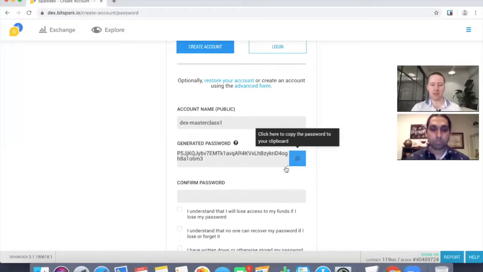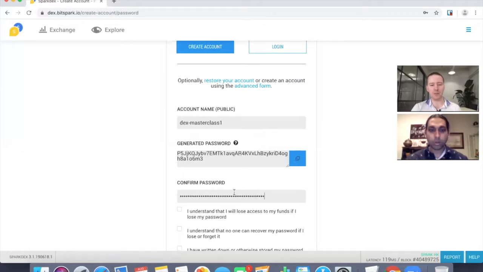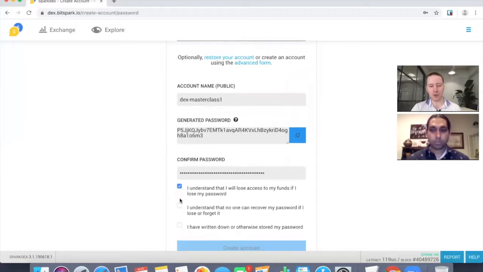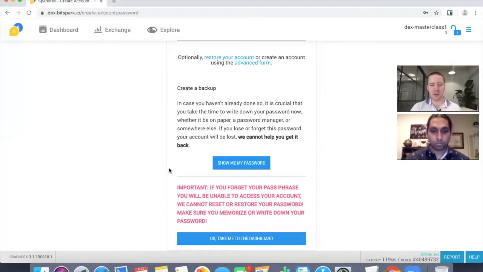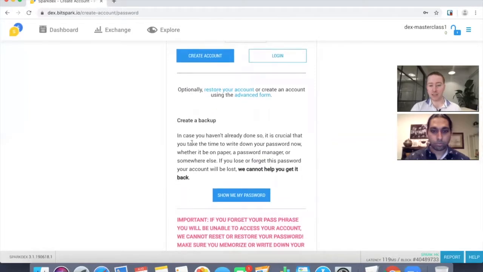We've got a password there. We will confirm the password. Also just to note here, there are some disclaimers that basically say it's your account, your keys. If you lose the keys, there's nothing we can do to help with that. So there are some acknowledgements required in order to make that account. I'll just create that account, and you'll see that it's already asked me if I want to create a backup, and you can actually see up the top right here, my new account, DEX Masterclass 1, is currently underway. So that's very exciting.